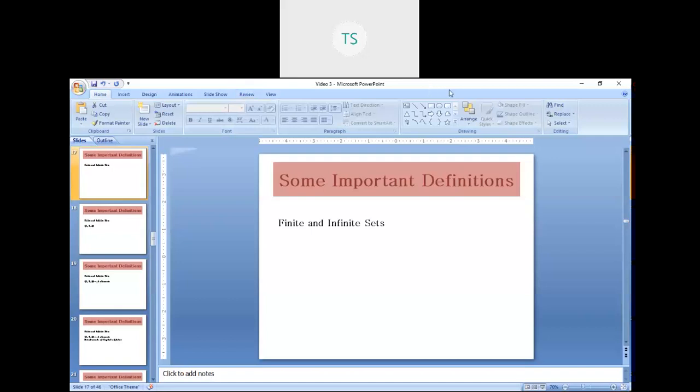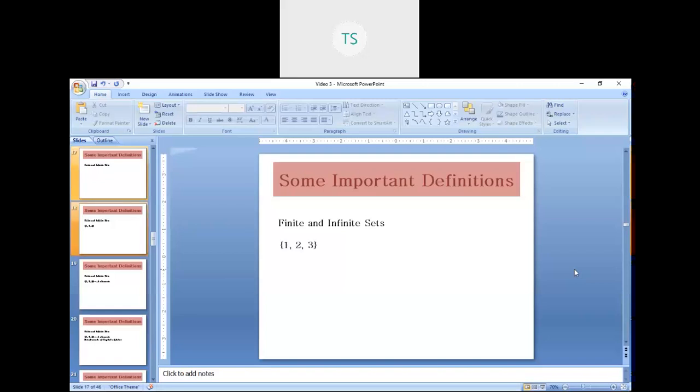Finite means, in simple language, that you can count. That means you can count the numbers. These are known as a finite set. Now, infinite means you cannot count. So in sets also, the meaning of finite and infinite sets is the same.